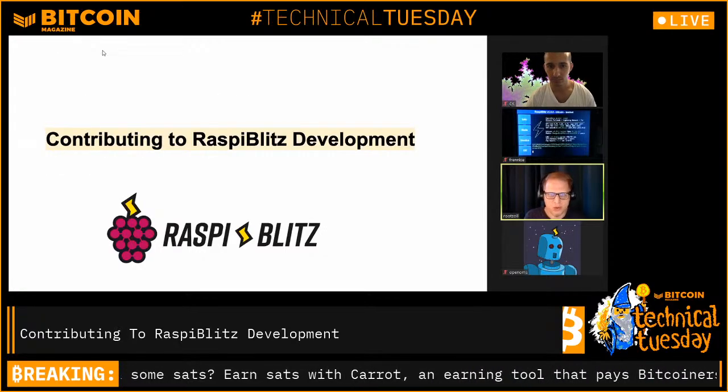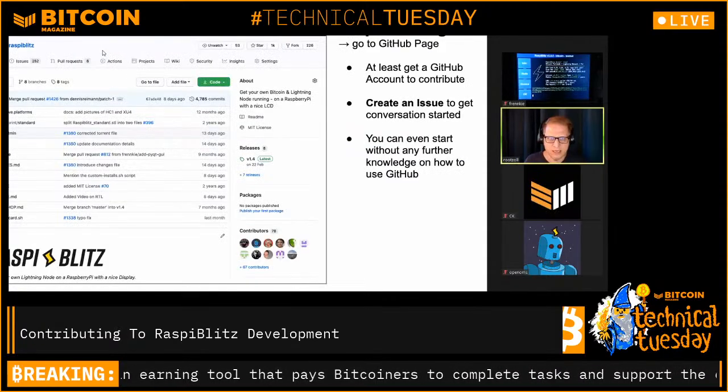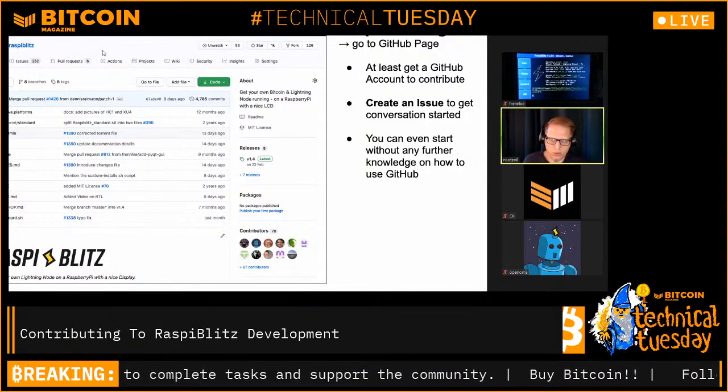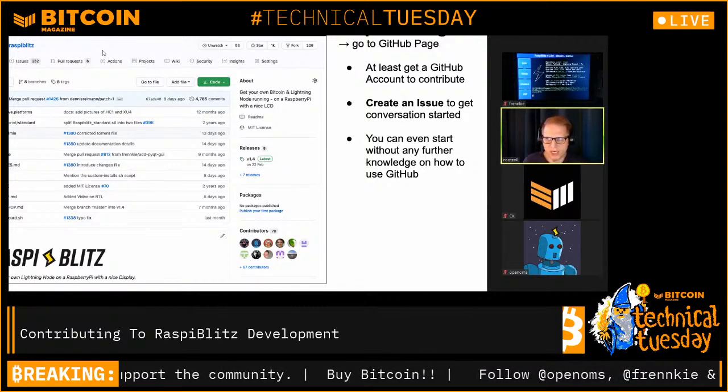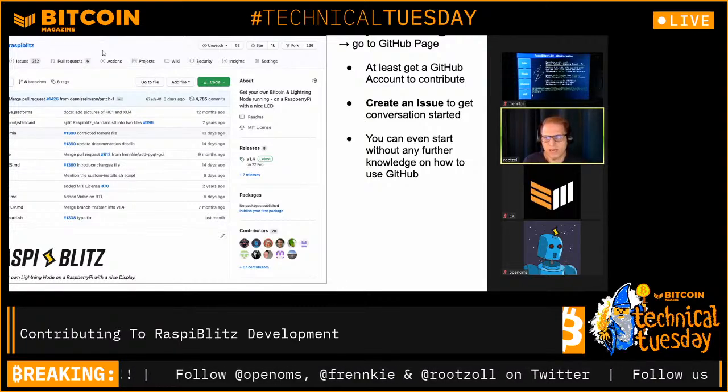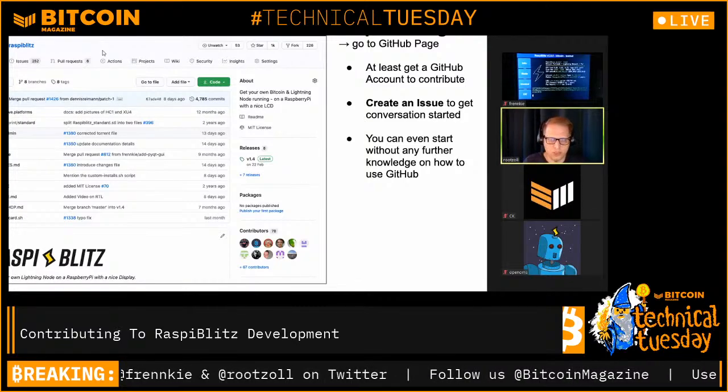Okay, so first point, contributing to the Raspiblitz development. First take a look at the GitHub page, because if you want to have a quick jump, you can go to raspiblitz.org. It's just a simple site that gives you some quick links, and the major link there that you will find is the link to our GitHub page. And this is kind of where we coordinate, where we develop. I think it's very usual for a lot of open source projects.